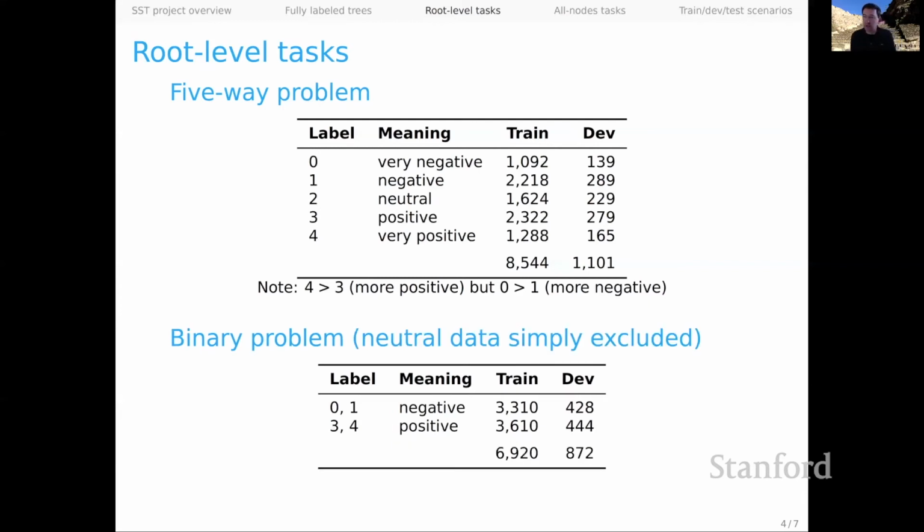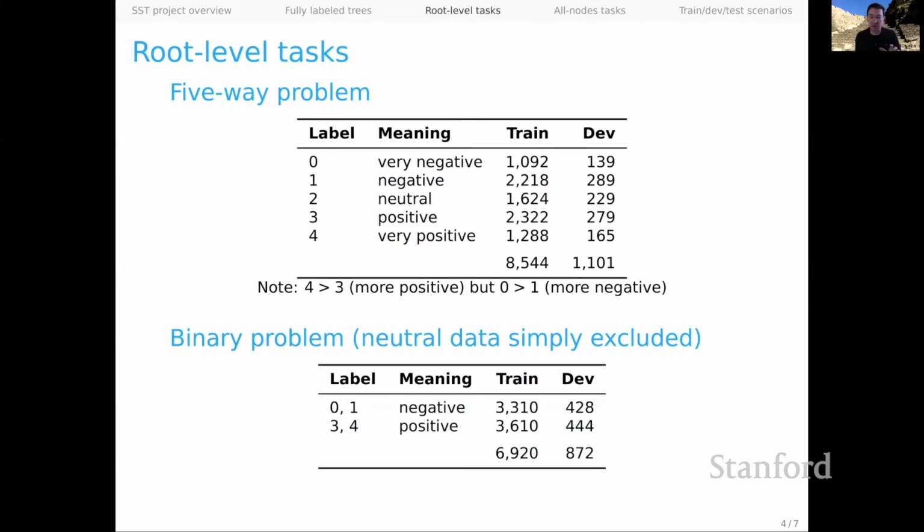It's very common, and you see this in the paper as well as in a lot of work on the SST, to formulate this as a binary problem. For the binary problem, we simply remove the middle of the scale and treat 0 and 1 as negative and 3 and 4 as positive as before. I think that has two drawbacks. First, we have to throw away some data, and second, we're making this false presupposition that every sentence is either classified as negative or as positive, when for a wide range of cases in the world, that might be inappropriate.